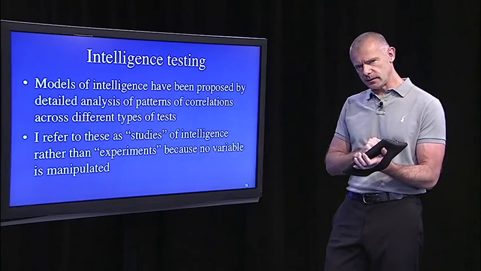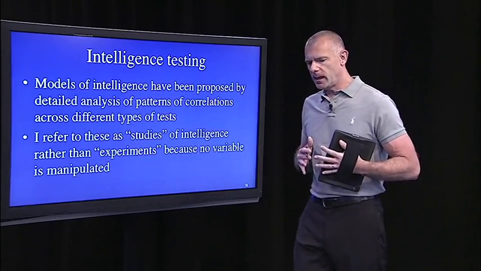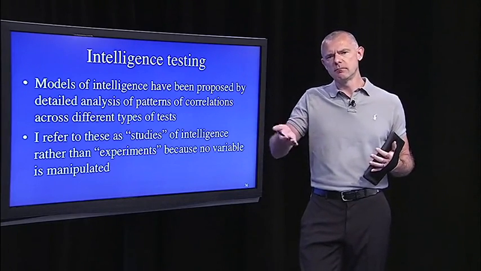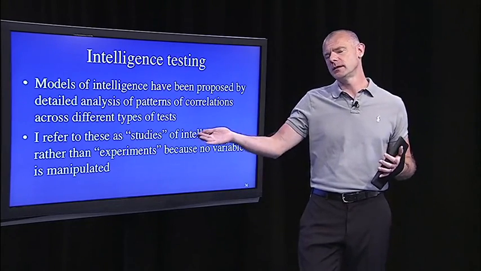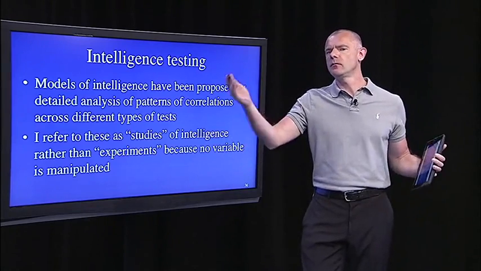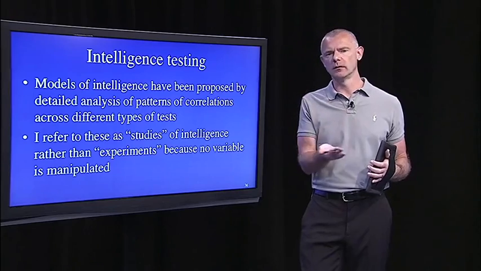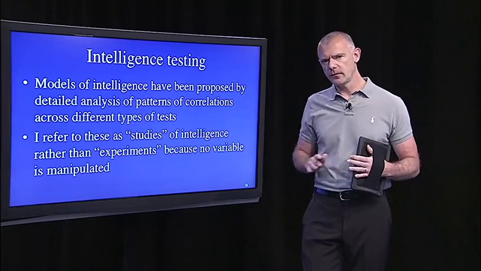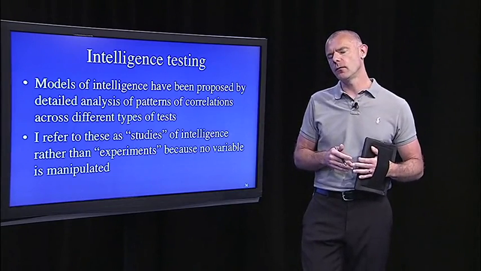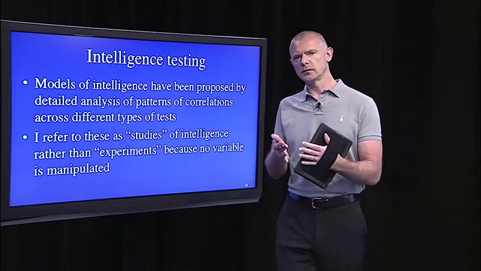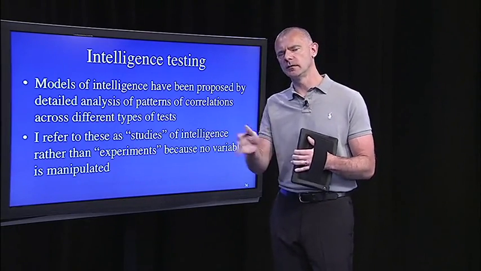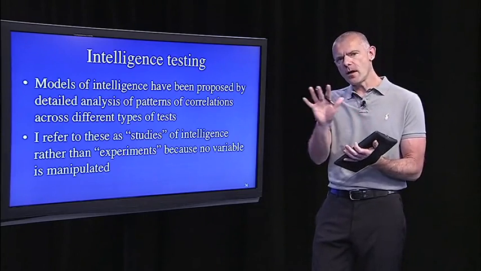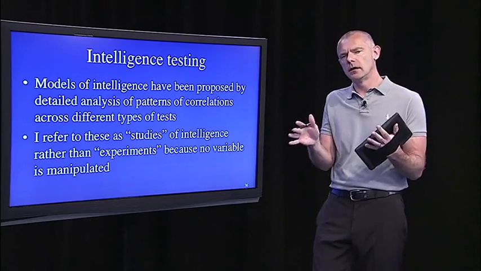I refer to these as studies because nothing's manipulated. All we do is administer multiple tests or multiple items within tests to lots of children. Then we examine the patterns of correlations among those items and among those tests to come up with some theory of the structure of intelligence. The first psychologist to do that was Charles Spearman in 1904. He looked at children's scores in 6 different disciplines in school and at the correlations among them. From the pattern of correlations, he developed a model of intelligence.